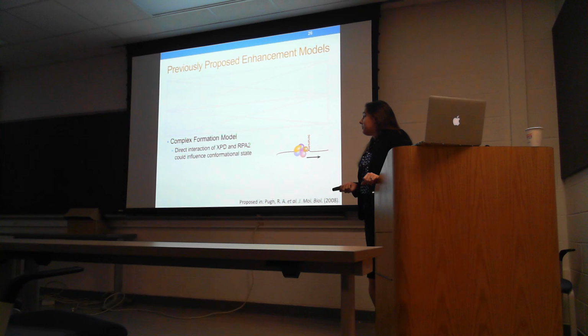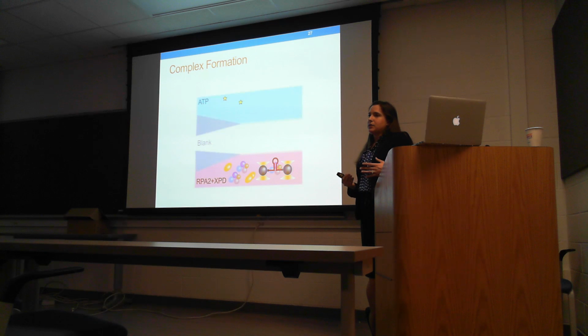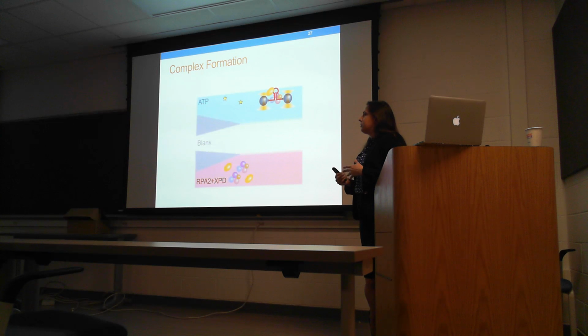So now we'll look at the conformation or complex formation model of XPD and RPA. And to do this, I do a slightly different variation on the same experiment. So now we have XPD and RPA2 mixed together in this bottom channel and ATP in the top. So when I incubate, XPD will bind, and if a complex is forming, the XPD-RPA2 complex will bind. And then moving into ATP, we'll bring the complex into ATP, and we'll see that complex unwind, if it exists.